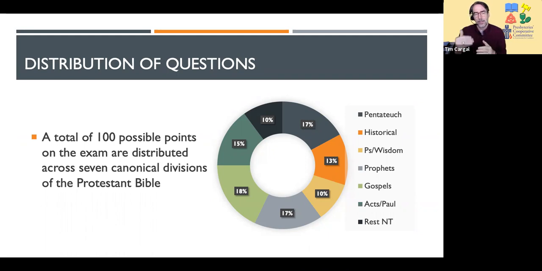And so by knowing that there are 17 points on the Pentateuch and 17 points exactly on the prophets, 18 points on the Gospels, you can kind of look. If you missed many more questions in the Pentateuch versus the number of questions that you missed relative to the same block in the prophets, it'll show you some information about your relative familiarity with those sections of the canon.